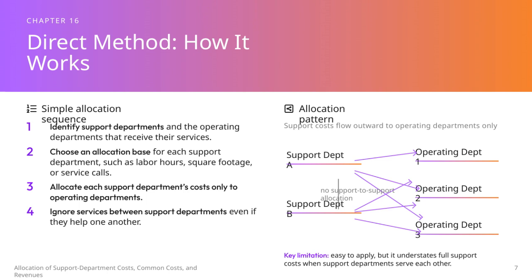Visually, you can think of support costs flowing outward from each support department directly to the operating departments without any allocation happening between support departments. This simplicity is what makes the direct method attractive, but it does mean we might not be capturing the full picture of how support costs contribute across the organization.